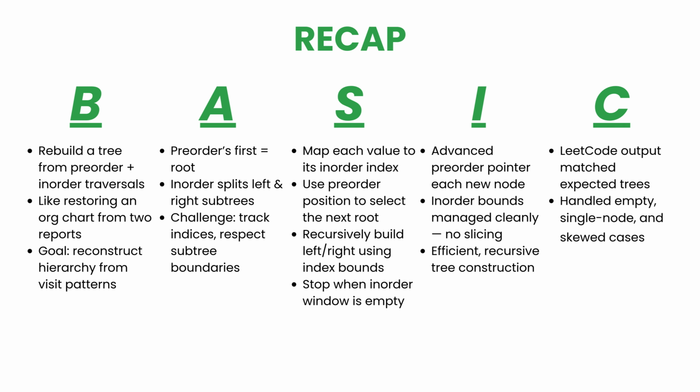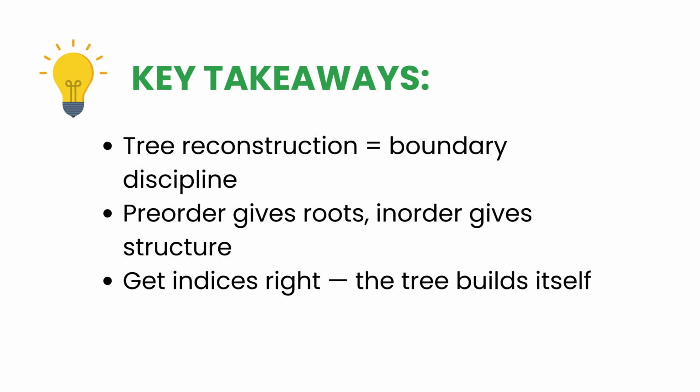We ran the solution on LeetCode. It constructed the sample tree correctly, handled empty input as null, built a single node tree for the one-element case, and coped with skewed trees. All tests passed without errors and the logic behaved exactly as expected. The big lesson: Tree reconstruction is all about disciplined boundaries. Anchor each step on preorder's next root. Let inorder define the left/right regions, and let recursion do the assembly. Get the indices right, and the entire tree falls perfectly into place.